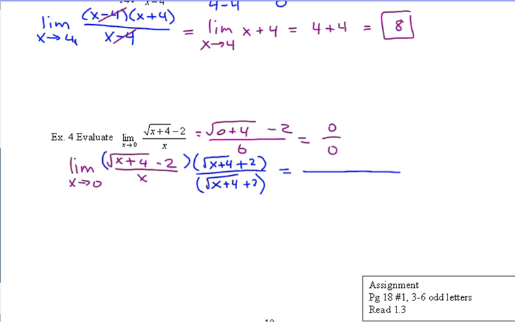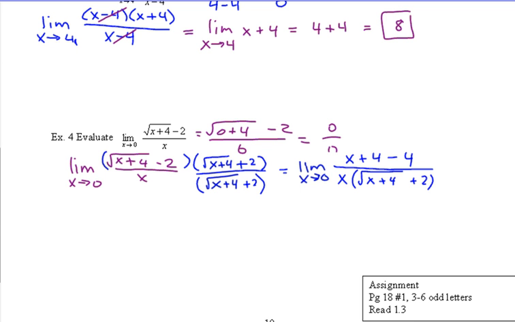So the numerator becomes, let me expand this, x plus 4, because root x plus 4 times root x plus 4 is x plus 4. And then negative 2 times positive 2. And the bottom we're going to leave in factored form. You guys with me? Yes.